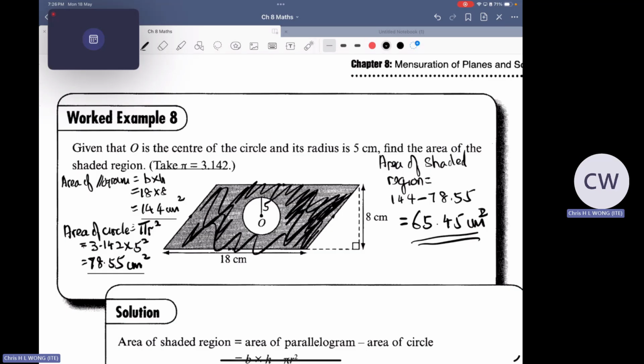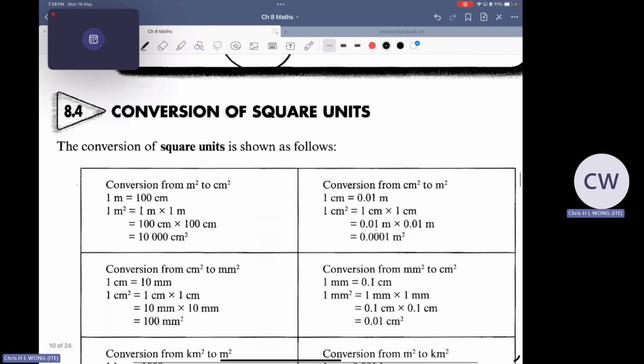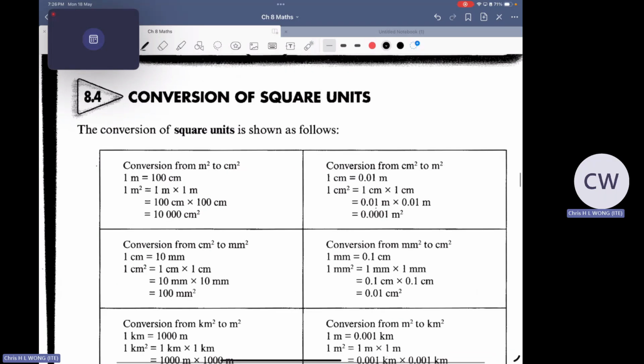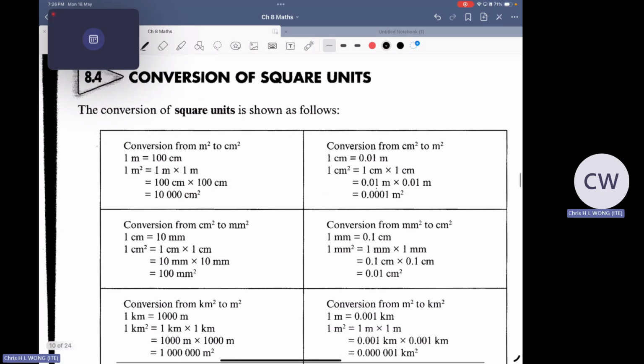I'm going to show you this one. Conversion. This one, let me show you, okay? Conversion of the square unit. Quite calm, okay.